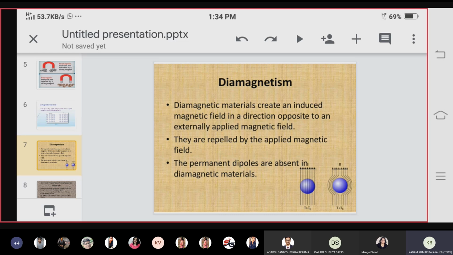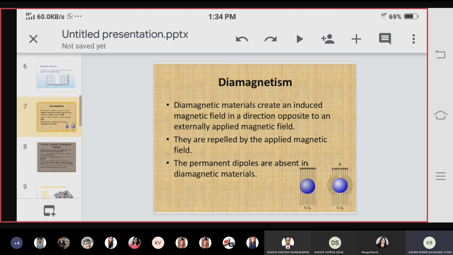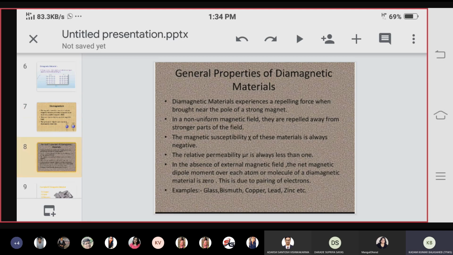Then diamagnetism. Diamagnetic material creates an induced magnetic field in a direction opposite to the external applied magnetic field. They are repelled by the applied magnetic field. Permanent dipoles are absent in diamagnetic material. Then some general properties of diamagnetic material. Diamagnetic materials experience a repelling force when brought near the pole of a strong magnet. In a non-uniform magnetic field, they are repelled away from the stronger part of the field.